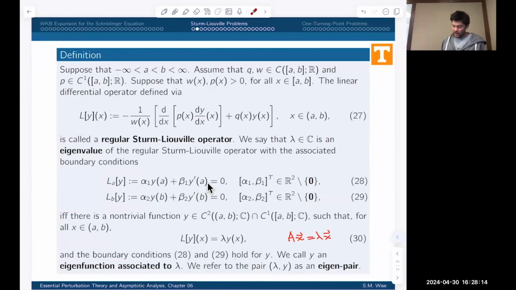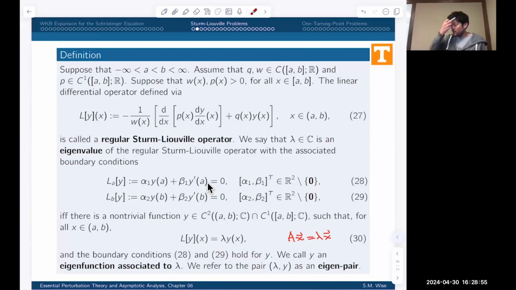This operator here, minus 1 over w, where w is called the weight function, d dx of p of x dy dx, plus q of x times y of x, is called a regular Sturm-Liouville operator. So the importance here is that it has what's called a divergence form for the highest derivative term. In this case, it's second order.